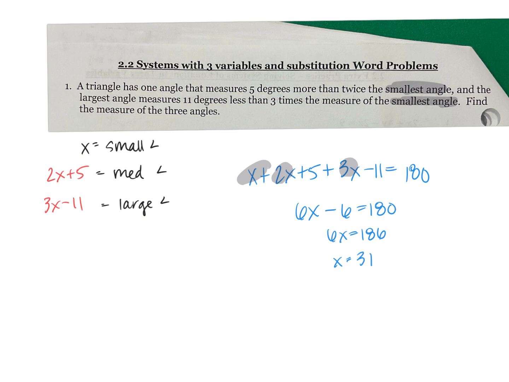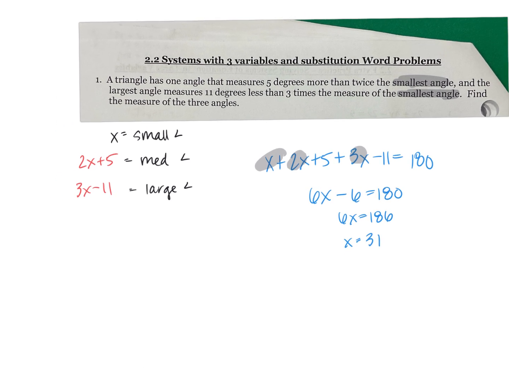X is therefore 31. How big was my smallest angle? 31 degrees, because that was just x. How am I going to get my medium angle, you guys? What is 31 times 2, plus 5?